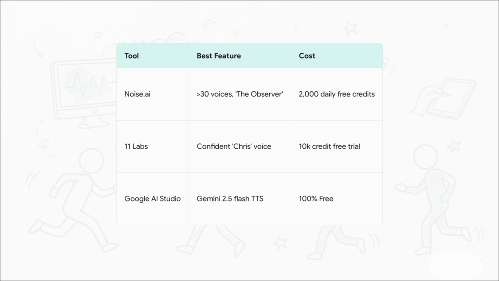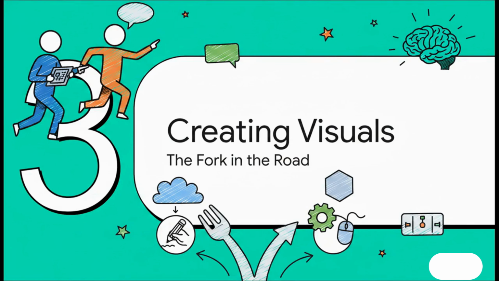daily free credits. Then there's 11 Labs, which gives you incredibly confident voices like Chris, along with the 10,000 credit free trial. But if you want a 100% free, unlimited powerhouse, Google AI Studio using the Gemini 2.5 Flash text-to-speech is an absolute game changer. You don't need a fancy mic, you literally just match the AI voice to the emotion of your script, and you're good to go.